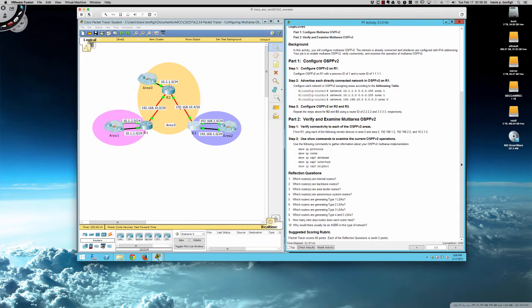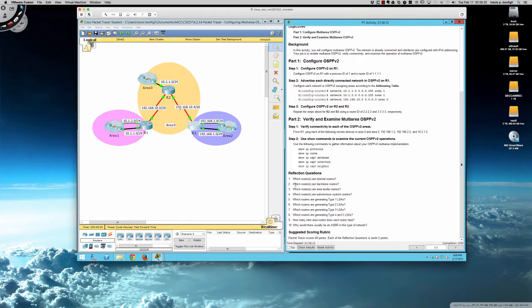So which routers are internal routers? Remember, the definition of an internal router is a router that has all of its interfaces in the same area. By that definition, you can see router 3 has interfaces in area 0 as well as area 2. Router 1 has interfaces in area 0 as well as area 1. There's really only one router that we have visibility to here that is an internal router, and that would be router 2.